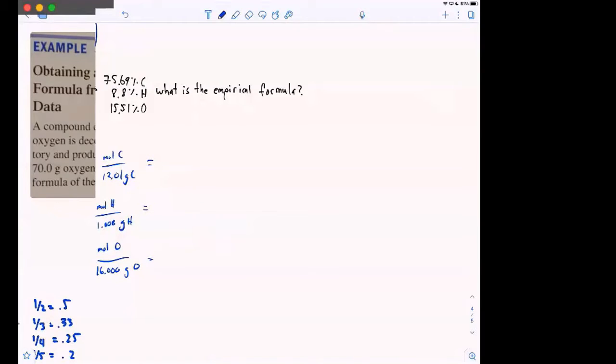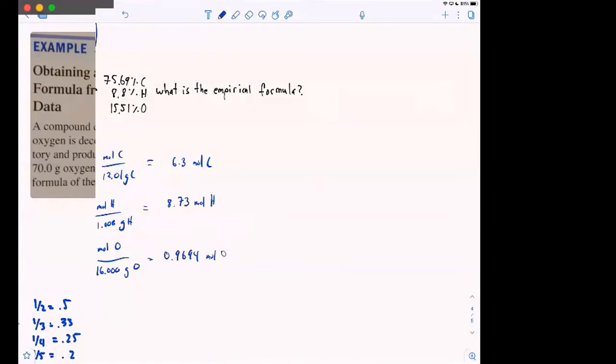This is going to be 6.3 moles carbon. Actually, let me move this over. This is going to be 8.73 moles hydrogen and 0.9694 moles oxygen.